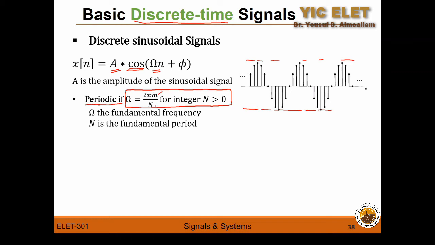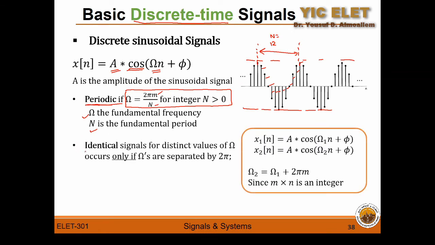So this is an integer and this is an integer. So if you could find an integer n, then it would be periodic. Otherwise, this will not be periodic. So this is the fundamental period and this is the fundamental frequency. When we talk about the fundamental period, it will be between this point and this point. If we want to find the fundamental period here, we can count 1, 2, 3, 4, 5, 6, 7, 8, 9, 10, 11, 12. So the fundamental period here is 12. N is equal to 12.